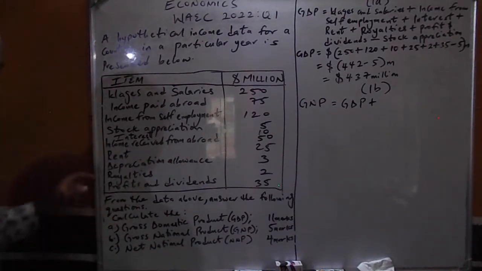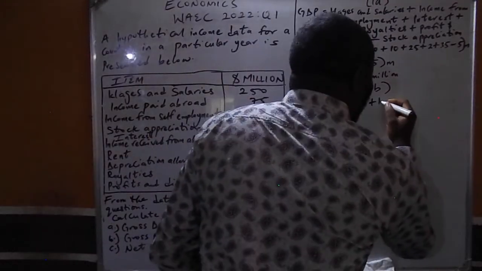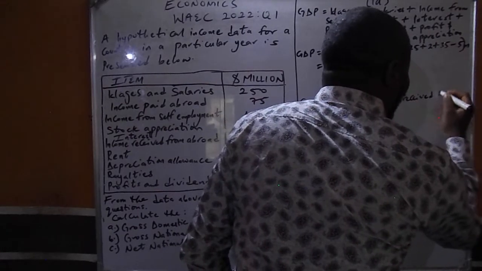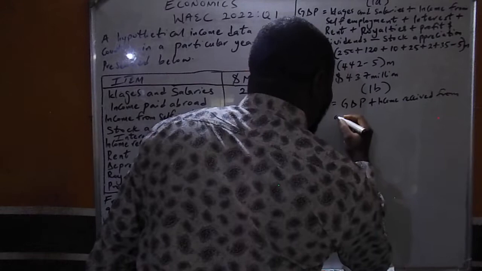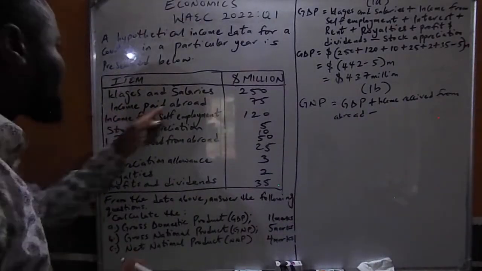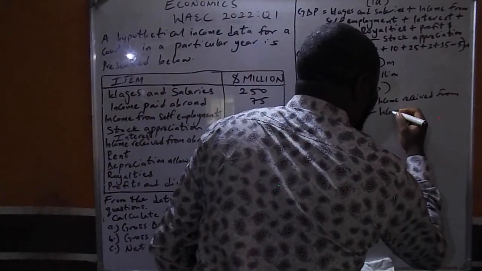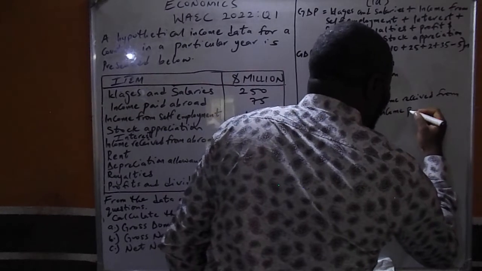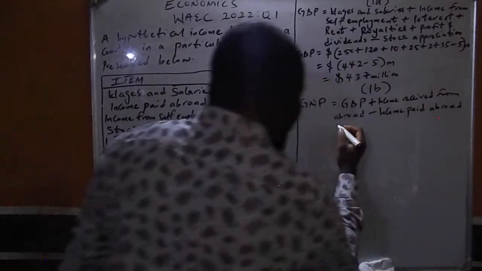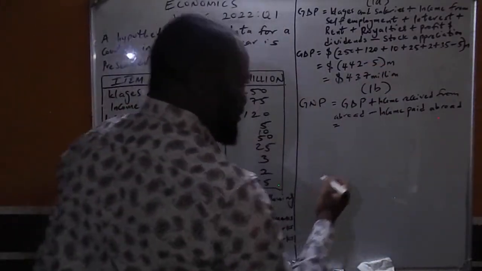Income received from abroad. So GNP equals GDP plus income received from abroad, then minus income paid abroad, which equals, now, what is your GDP? 437 million.